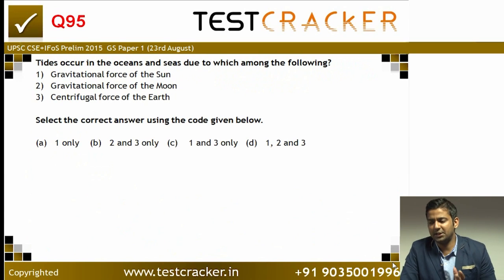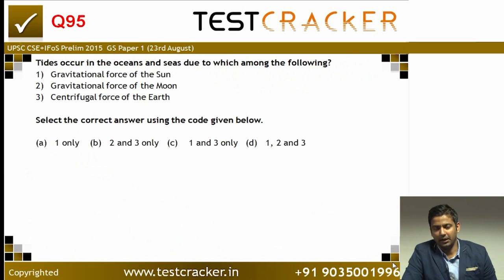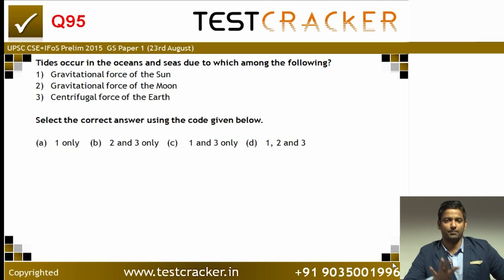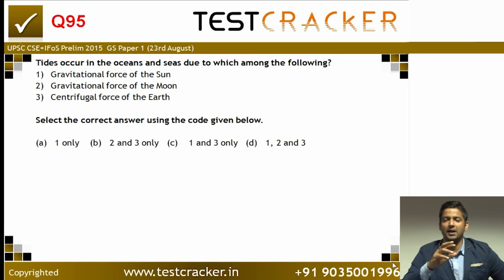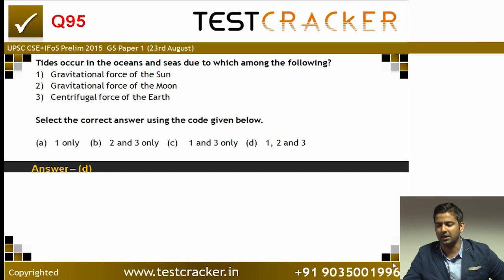Now, why are the tides formed in oceans and seas? Gravitational force of the sun, moon, or centrifugal force of the earth? The answer is, and it's a standard question from science, it is primarily because of the gravitational force of the moon and the centrifugal force of the earth, but the gravitational force of the sun also plays a small role in the formation of tides. The answer should be 1, 2 as well as 3.